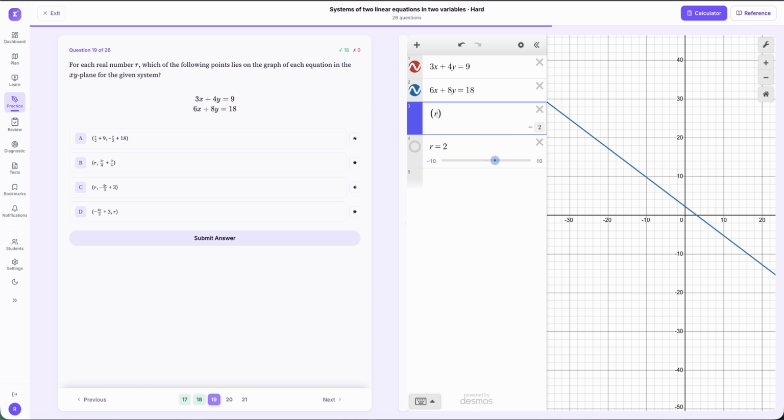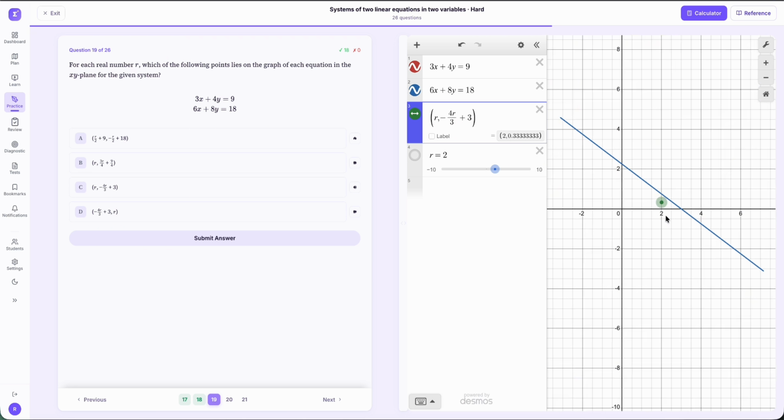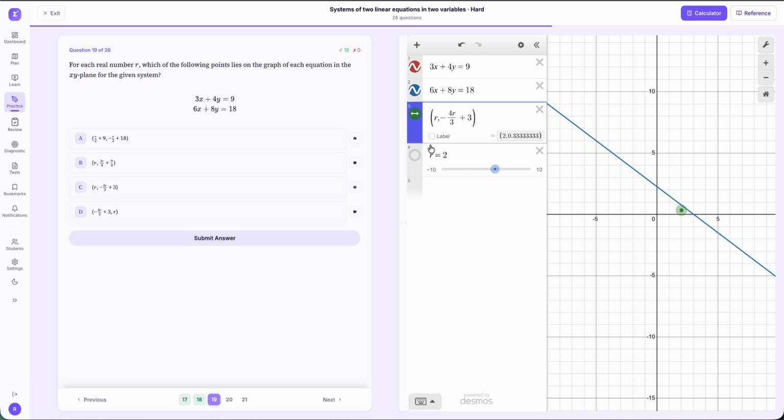So then I go ahead and enter B, 3R over 4 plus 9 over 4. That's also not it, right? So let's go to C then, right? R comma negative 4R over 3 plus 3, right? That's close, but still not it if we zoom in on it, right? It looks like it if you're not zoomed in, so be careful.